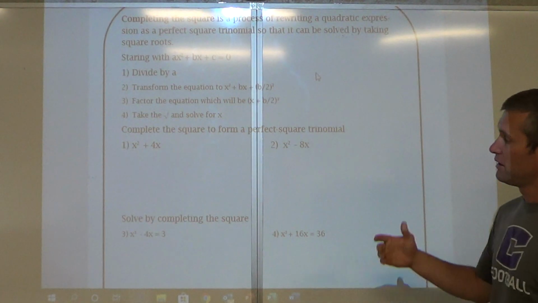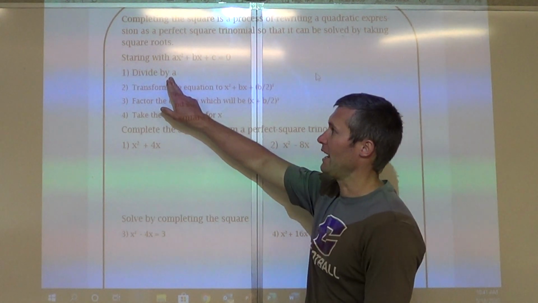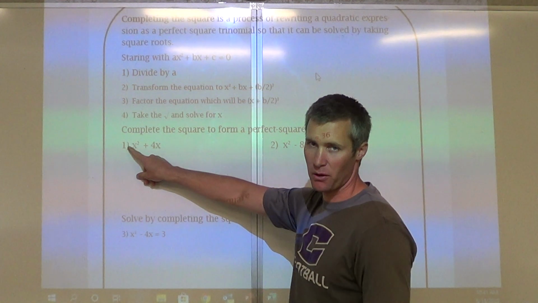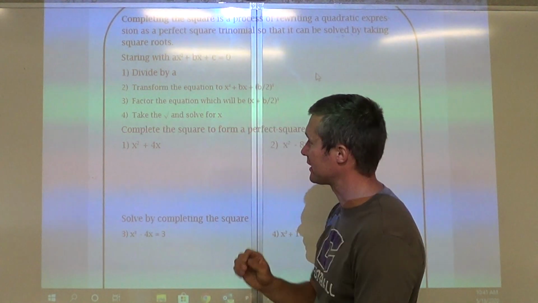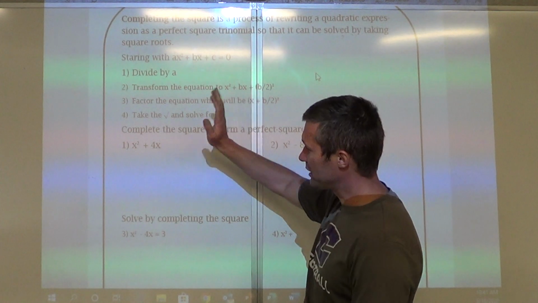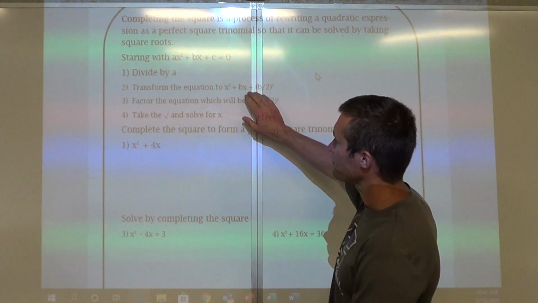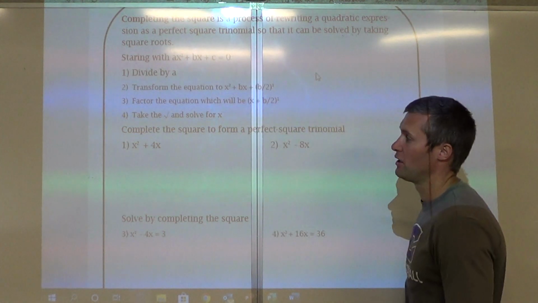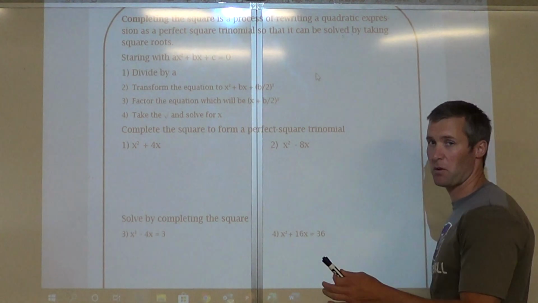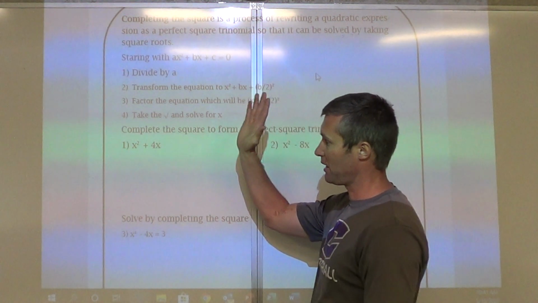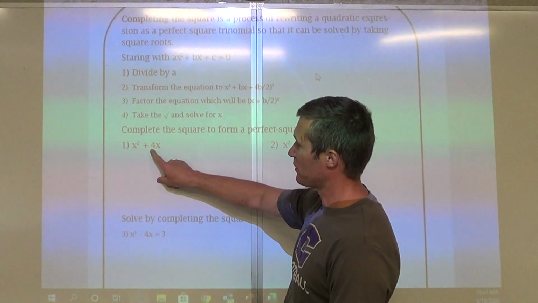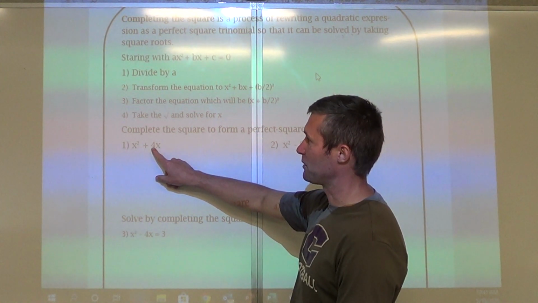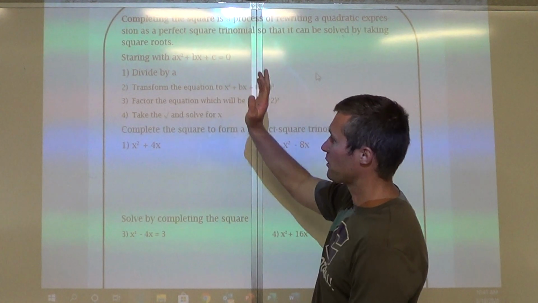So to complete the square, we first want to get our x squared term by itself. So we don't want to have any other number, like a 2 or 4 or 8 or anything like that. Next, once we do that, we want to transform this into b over 2. So basically what we're going to do is get x squared by itself, and then take this middle term, divide it by 2, and then square it, and then we're going to factor.